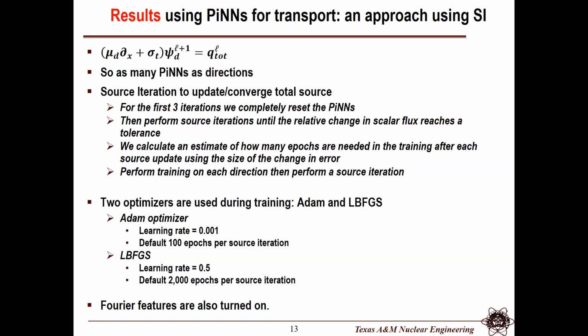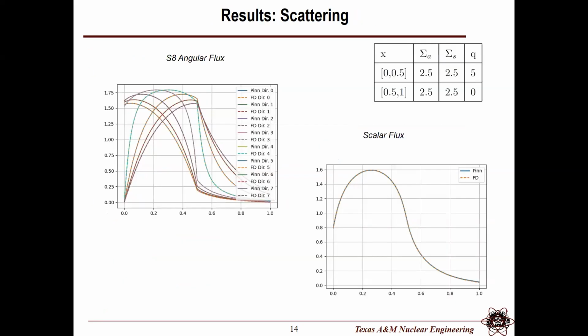So there are a couple of problems that we have them applied to. This is a heterogeneous problem that contains scattering, so we're taking advantage of the source iteration that's required. We have 8 angular directions, and you can see, well, I don't know if you can see, but the colors line up. So we have very good agreement between our angular flux solutions, and also in our scalar flux solutions, our PINs and the finite difference solution are dead on.